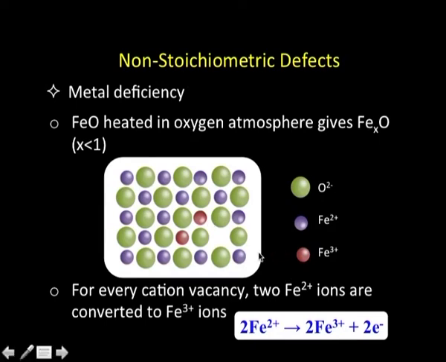In order to maintain electrical neutrality, these ferric ions occupy 2 of the cation positions, and a cation vacancy is created. That is, 2 into 3 gives 6 positive charges. Earlier we had 3 ferrous ions, having a charge of 6 positive. Now we have only 2 ferric ions with the equivalent charge, and that charge balance comes into the picture. So this is a typical example of a non-stoichiometric defect with metal deficiency.